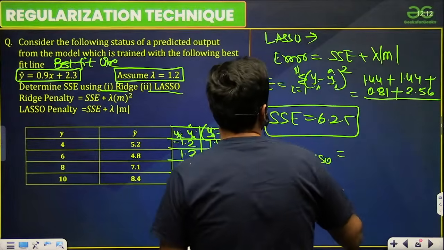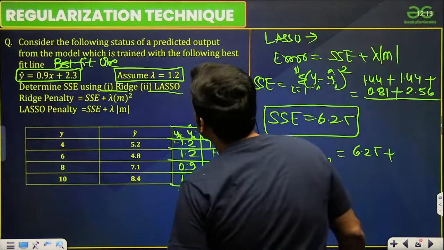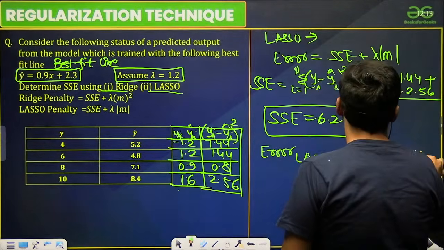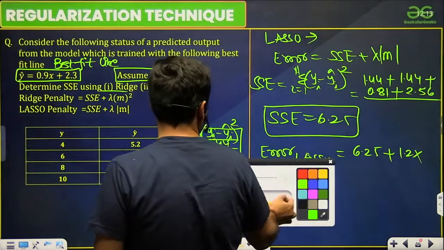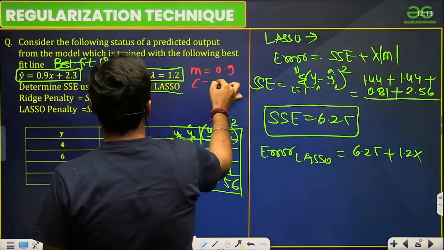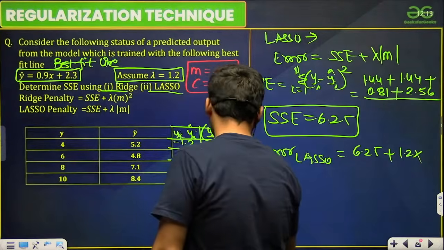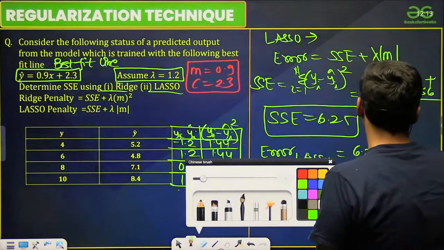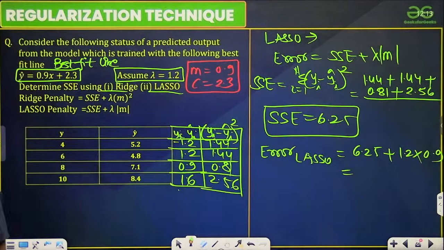Error in case of lasso: 6.25 plus lambda, which is 1.2, times mod of m. What is m? M is 0.9, and c is 2.3. So what is the lasso error? Lasso error is 7.33.